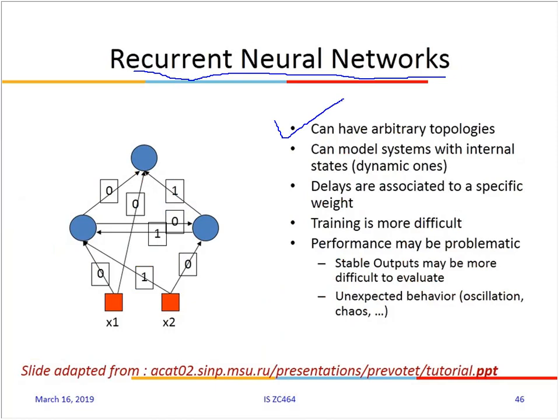So of course in this course we will not be working with such recurrent neural networks, but of course I would expect that you learn simple neural network models, right? So the performance may be problematic, the stable outputs may be more difficult to evaluate, okay? And they actually display a very unexpected behavior, the oscillation, chaos. So these are all the networks which you understand only when you have implemented many simple networks, okay?